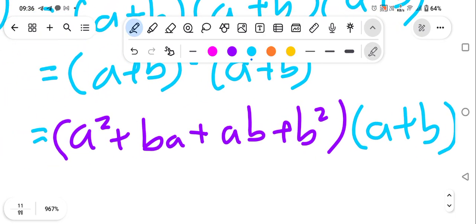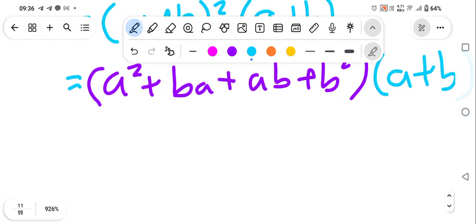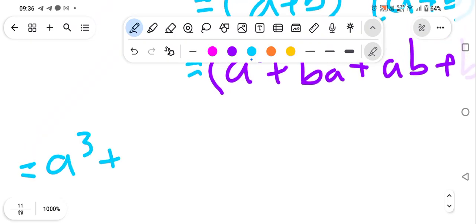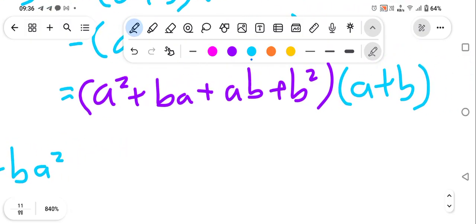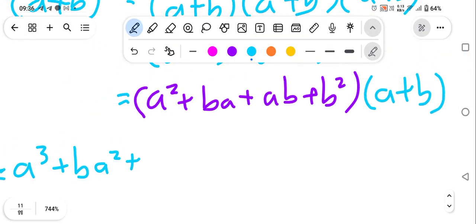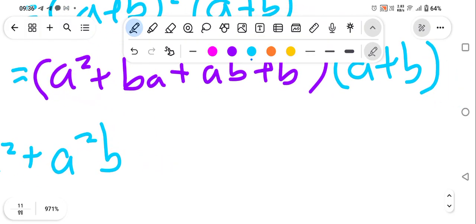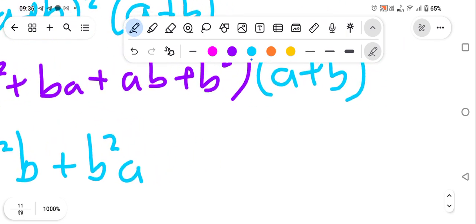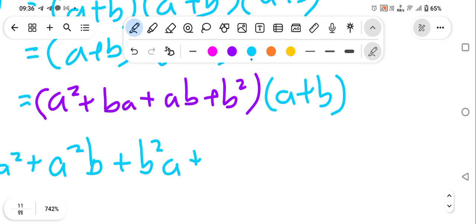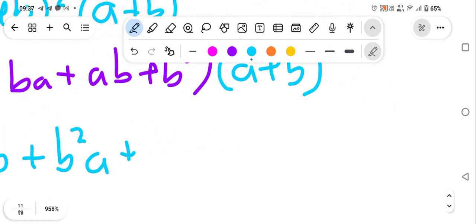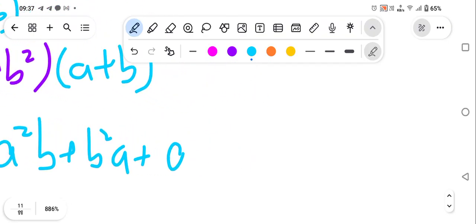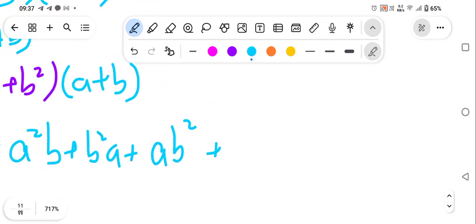Alright, very cool. So let's do the distribution. We have everything multiplied by a, resulting in a cubed plus ba squared plus a squared b plus b squared a, and now all the a terms are multiplied, now the b terms: plus a squared b plus b squared a plus ab squared plus b cubed.